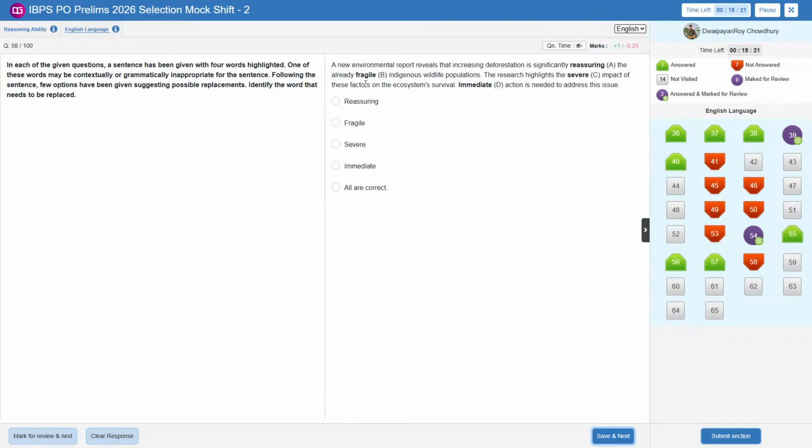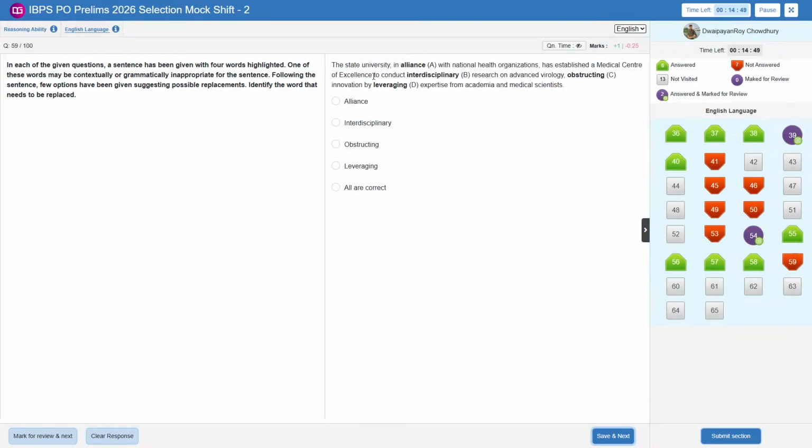The new environmental report reveals that increasing deforestation is significantly reassuring, no, significantly severe, no, increasing deforestation is significantly, okay, dash, okay, the already fragile indigenous wildfire population. The research team also highlights the severe impact, so immediate action needs, okay, yeah, reassuring.